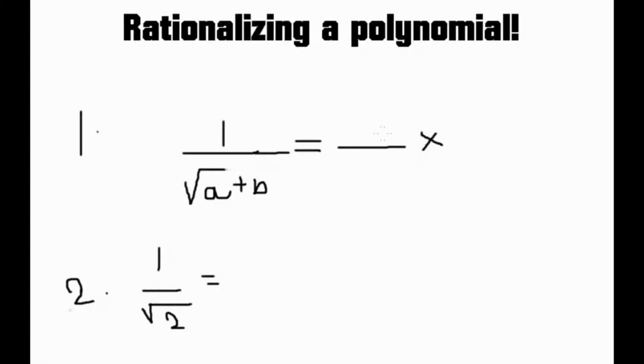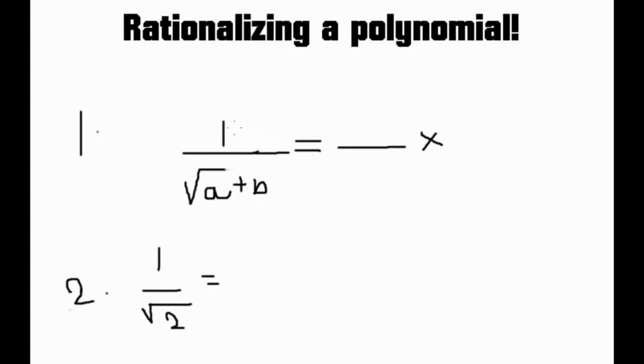Hey there, today I want to explain the concept of rationalizing a polynomial. When we have a sum which says 1 by under root a plus b, you don't exactly know how to go about that, and today I'll be explaining just that.